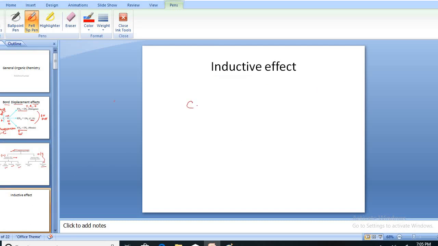So let's say you have a carbon chain like this, a chain containing 4 carbon atoms. Now this is attached to a group, right? Let's say this is an electronegative group. So what would this group do? It will be pulling the electron pair from carbon, as a result of which this acquires a partial negative charge. This carbon will be acquiring partial positive charge.